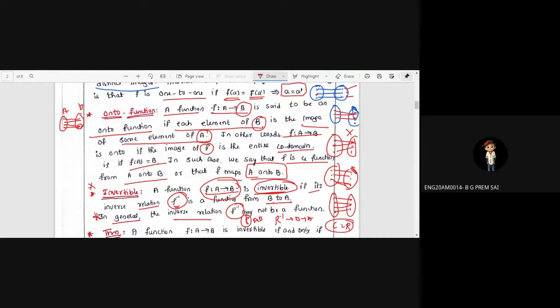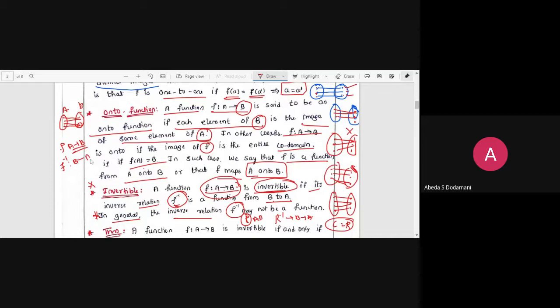Yes, ma'am. And out of that, if it is a function, then only we call it invertible. So invertible means not every function will become invertible. If f is a function from A to B, and the inverse relation from B to A is also a function, then only I call f invertible. In general, it is not always a function. Therefore, only a few functions will be invertible. Clear, guys?